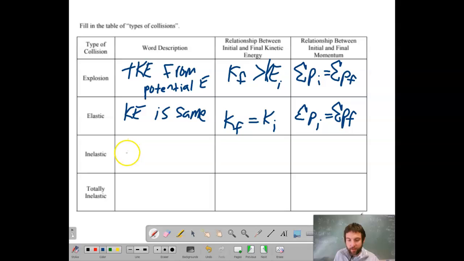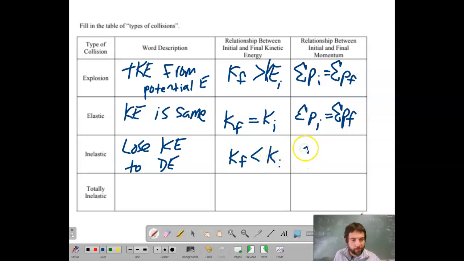For an inelastic collision, we lose some kinetic energy to other forms. So we lose kinetic energy to some dissipated energies. Heat, sound, that kind of thing. So our final kinetic energy is less than our initial kinetic energy. Is all of our momentum conserved, though? You know it. All of the momentums in the beginning have to equal all of the momentums in the end.